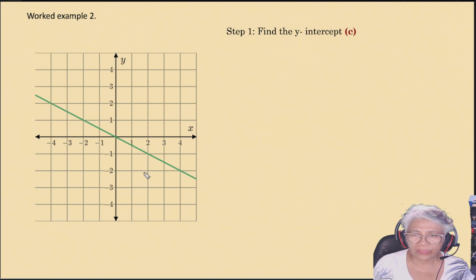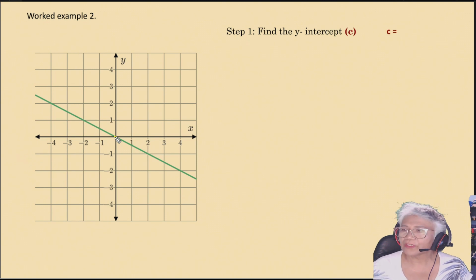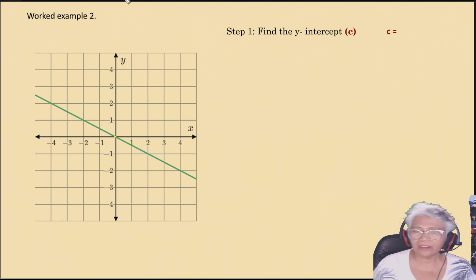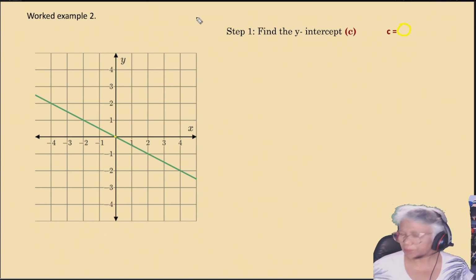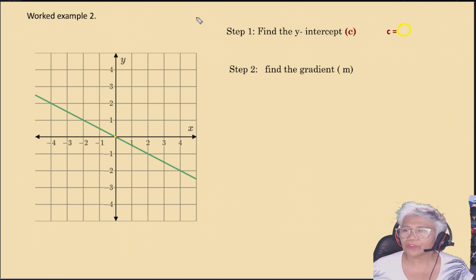So the green line crosses the y-axis at (0, 0), which is that. Okay, therefore your c is 0. Right, so c is equal to 0. Okay, step number 2, so we're going to find the gradient.